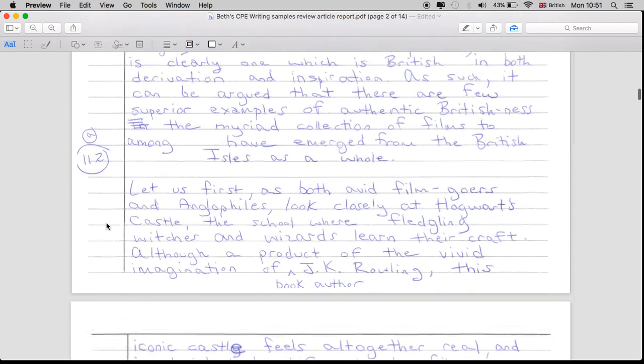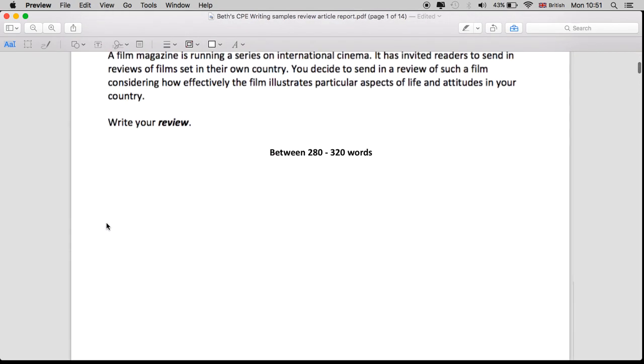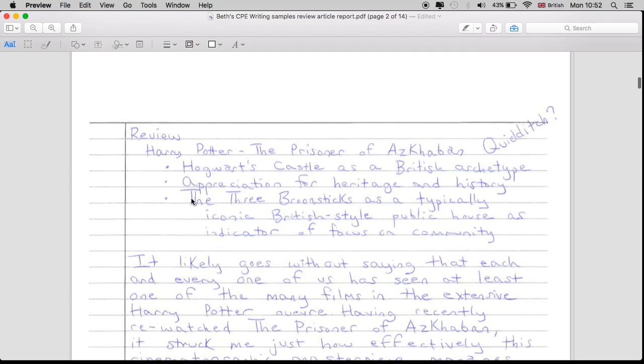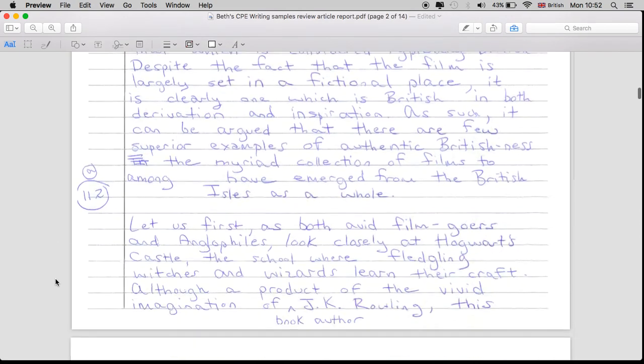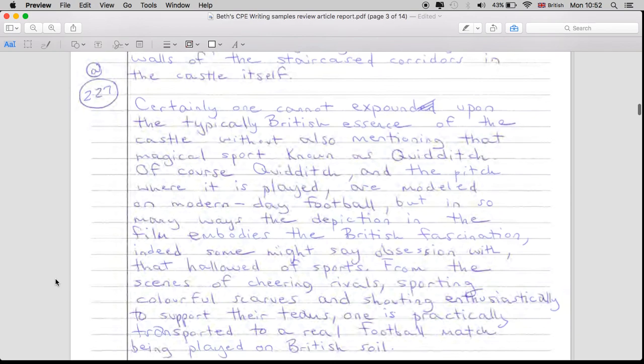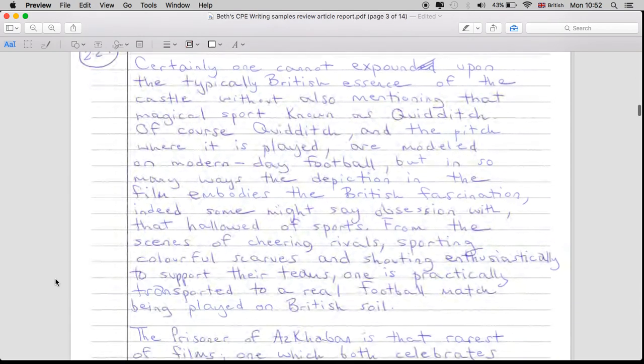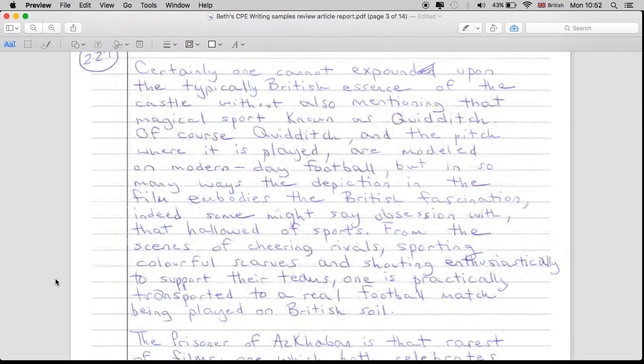What was next? The next part that I was going to write about was either Quidditch. So I've already worked in the castle and the appreciation for heritage and history. Now, I think I start writing about Quidditch. Why did I ditch the idea of writing about the pub? I don't know. Halfway through, I changed my direction. I started thinking about what is more typically British than football, actually.